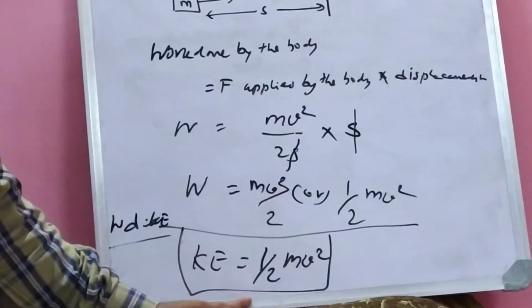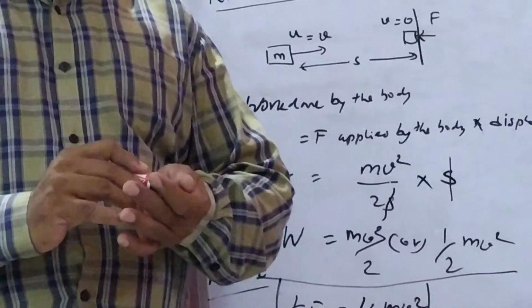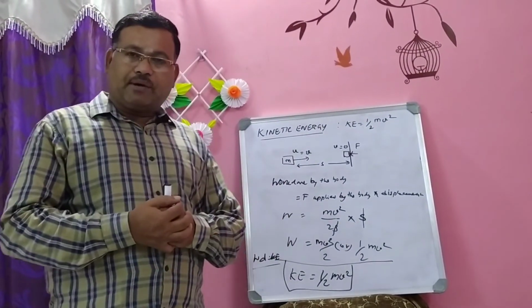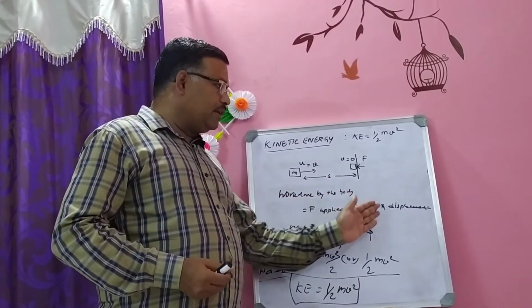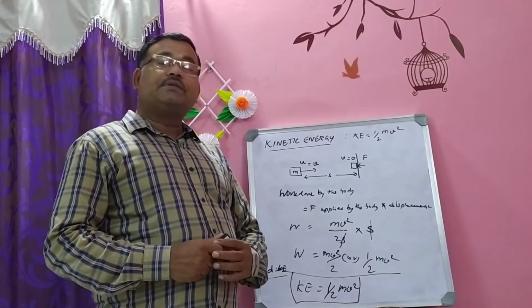So how did we get the derivation? First we derived the force acting on the body. From that we got the force applied by the body. Then by substituting into work done by the body is equal to force applied by the body into displacement, we got the final expression. Very simple steps.